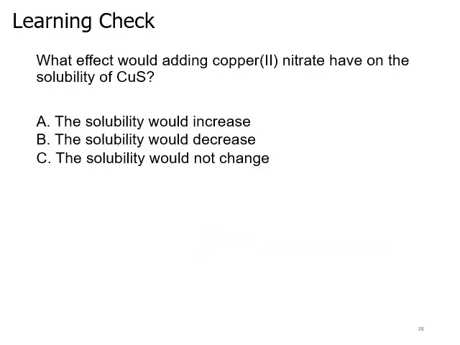Let's try a couple examples in this case. Couple questions. So what effect would adding copper nitrate have on the solubility of copper sulfate? So what am I adding? I'm adding copper nitrate, which is a soluble salt, and it's going to add copper ion and nitrate ion.